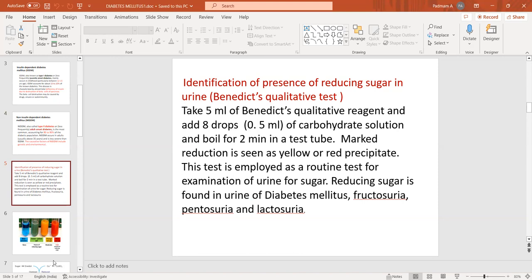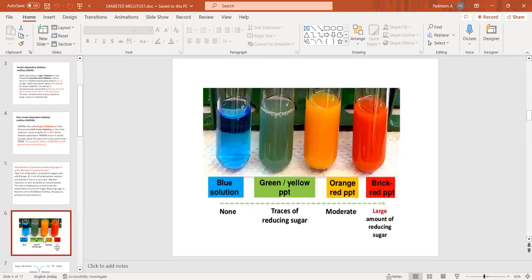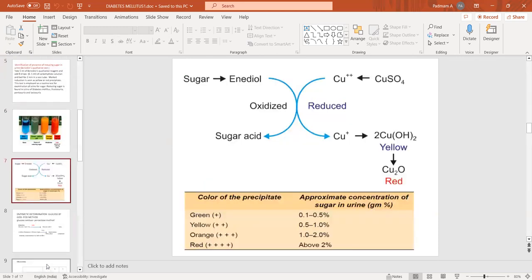This test is employed as a routine test for examination of urine for sugar. Reducing sugar is found in the urine of diabetes mellitus as well as fructosuria, pentosuria, and lactosuria. This figure clearly illustrates the changes in color from blue to green, green to yellow, yellow to orange, orange to red. Brick red confirms the presence of a high amount of reducing sugar that may be due to diabetes.